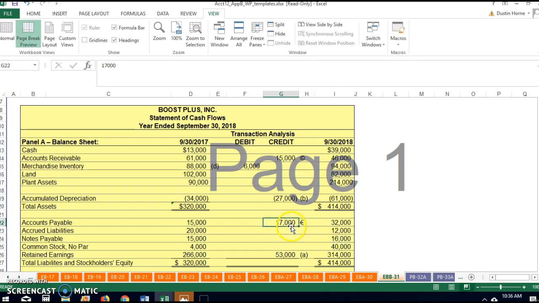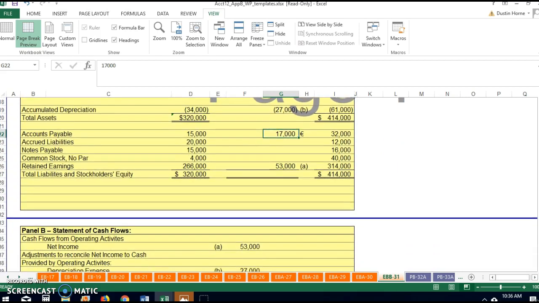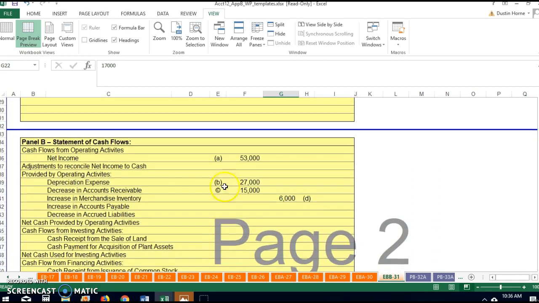So what does that mean as far as cash? If accounts payable went up, that means I'm charging more. So I have that cash available because I didn't spend it. I charged it. So cash is going to go up. So if you look, we just credited up there to increase cash. What do? We debit it.